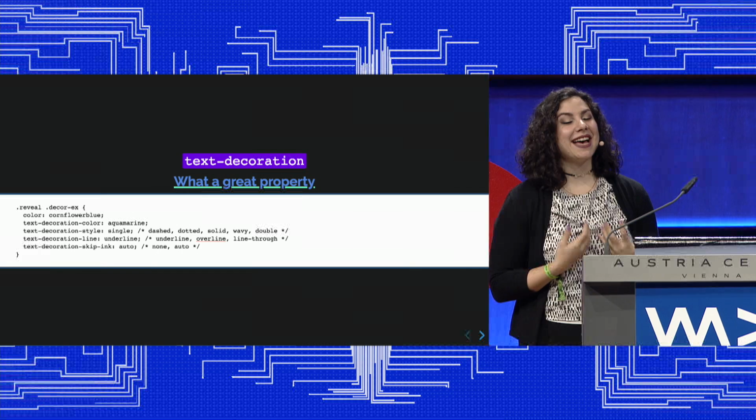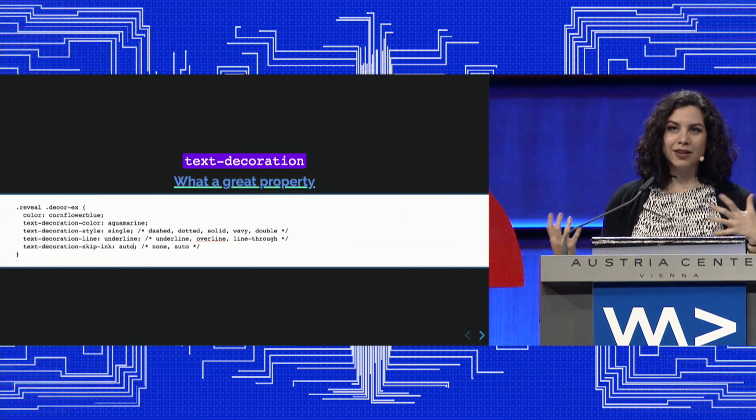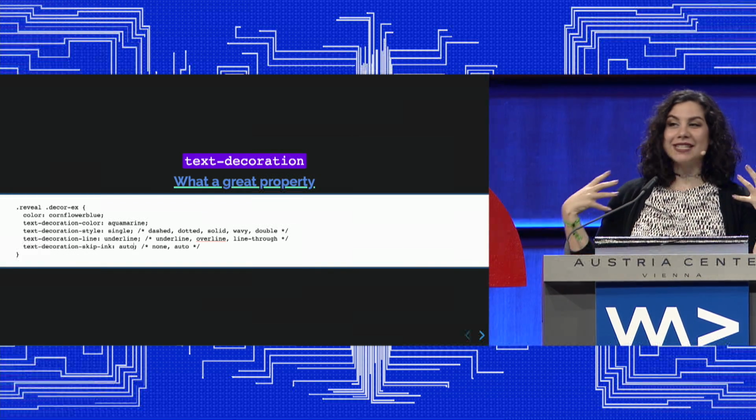So you no longer have to hack around this by making that text have an outline that matches the background color and applying a border bottom. You no longer have to do this. It is a single line of code.